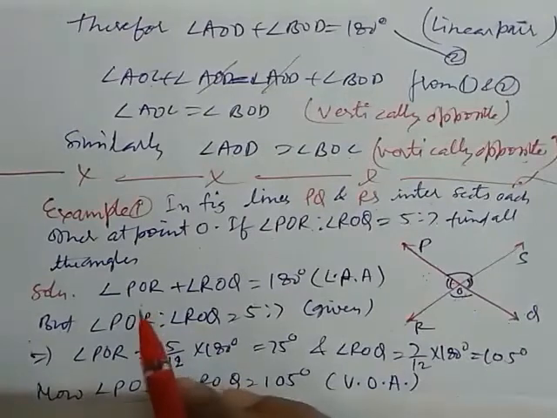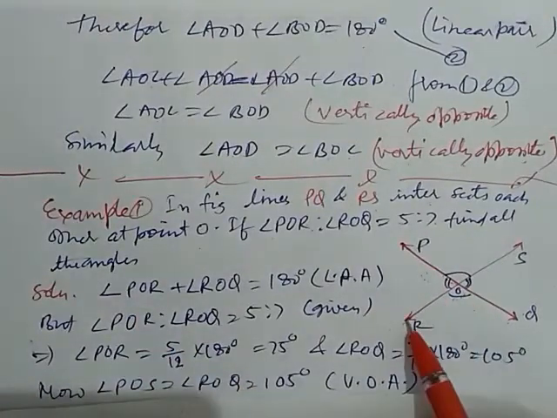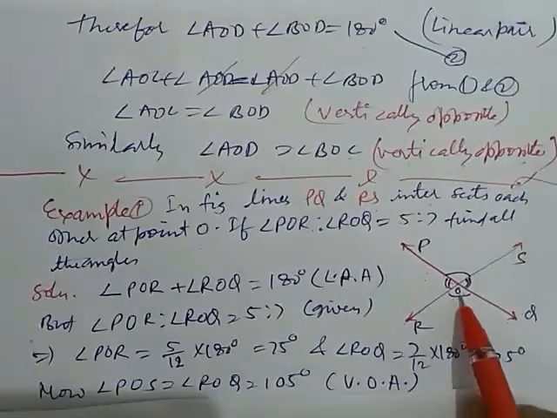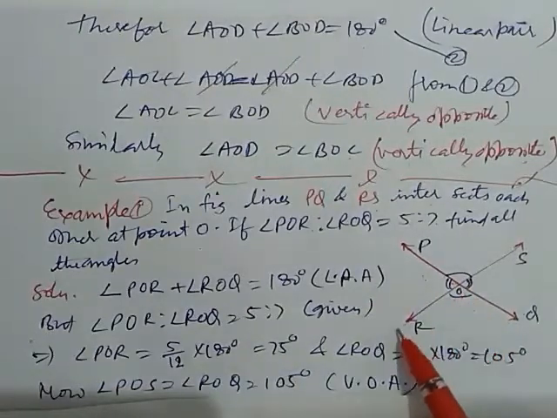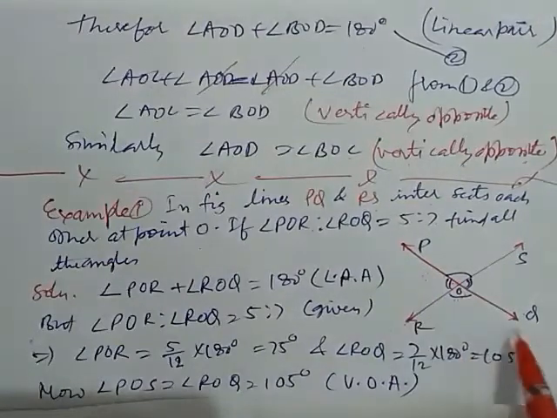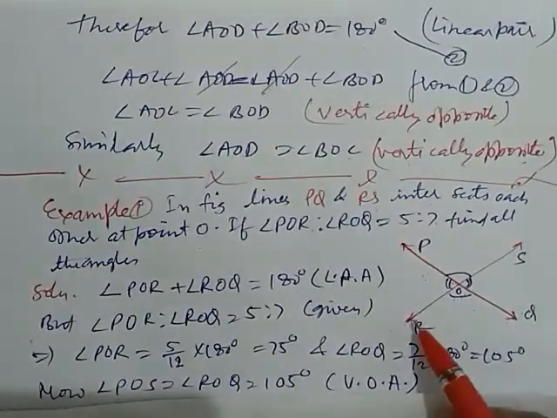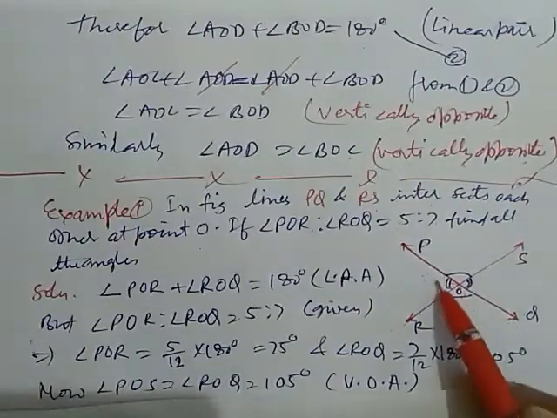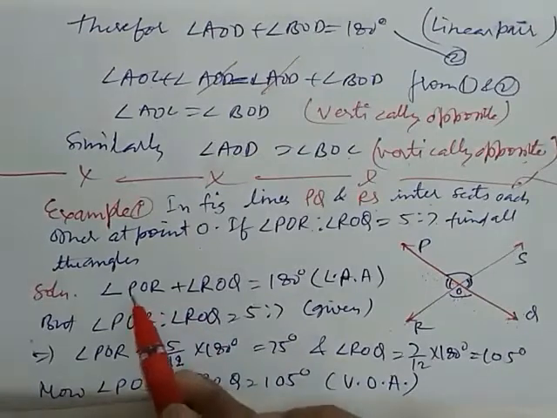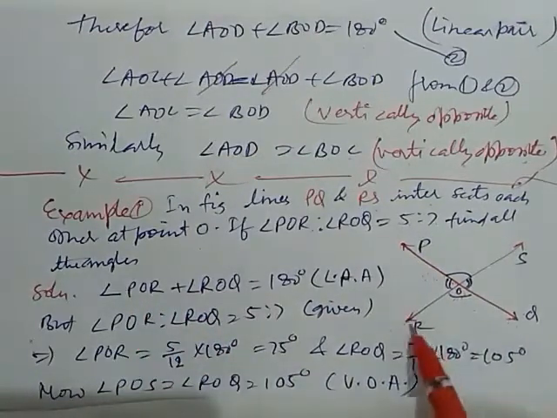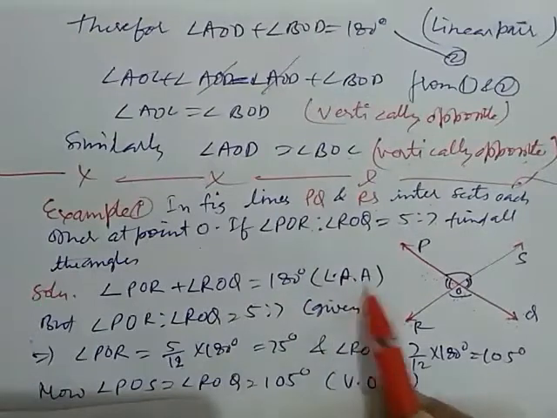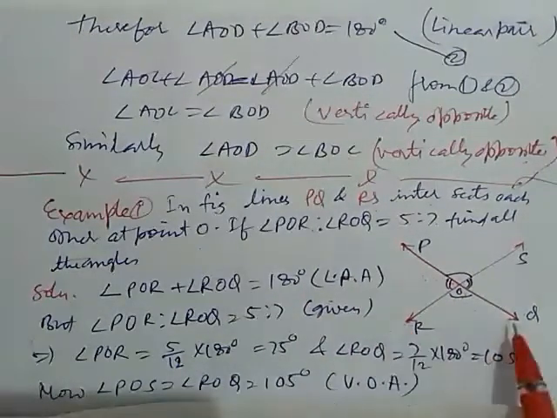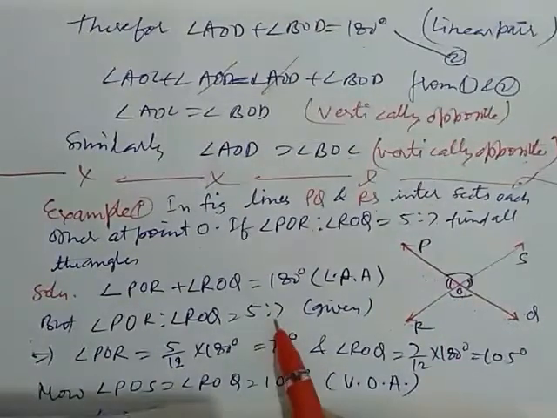First of all, we know that angle POR and angle ROQ make 180 degrees. Why? Here OR is a ray standing on PQ. PQ is a line and ray OR stands on it, so the sum of these two angles is 180. Angle POR plus angle ROQ is 180. This is a linear pair of angles.